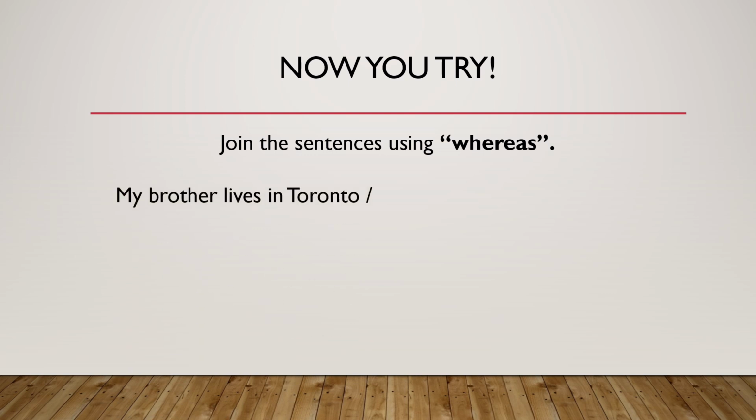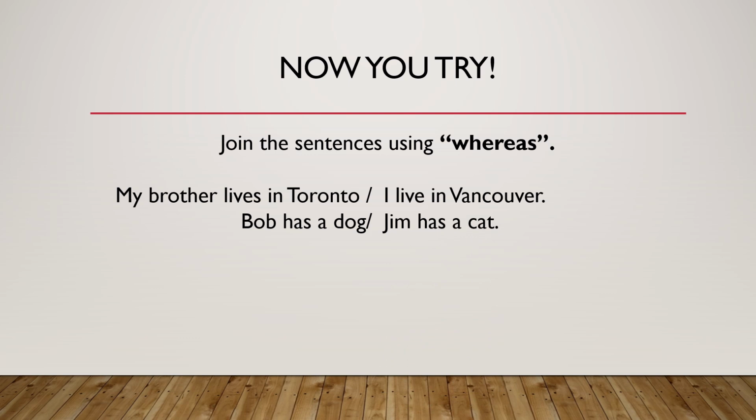My brother lives in Toronto. I live in Vancouver. Please join the sentences. My brother lives in Toronto, whereas I live in Vancouver. Bob has a dog. Jim has a cat. Please join the sentences. Bob has a dog, whereas Jim has a cat.